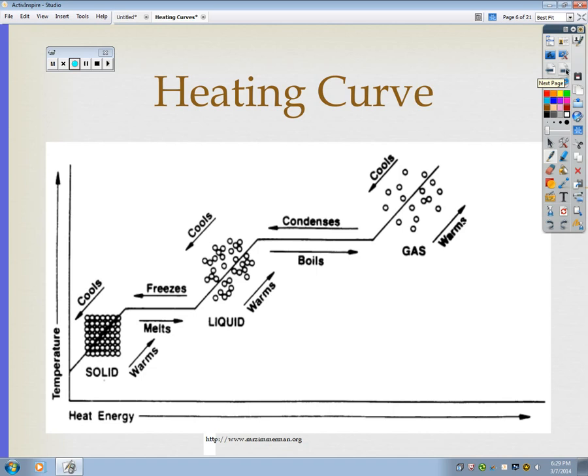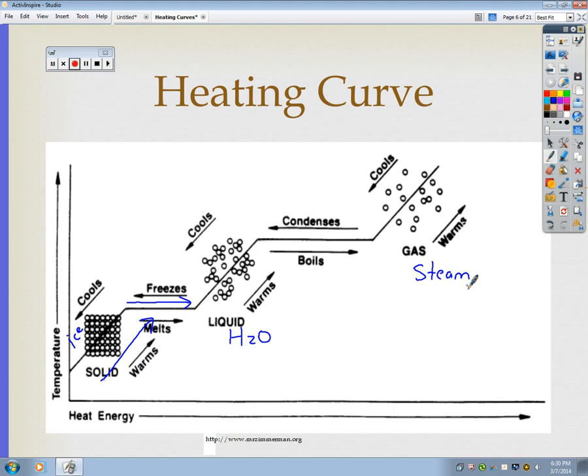So let's look at a heating curve. You have a solid, a liquid, and a gas, and there's an organization. You can see the freezing, melting. This is a curve that shows what happens when I take a solid and warm it up. It's going to melt and form a liquid. Think of water. This is ice. This is liquid water. We call it water, right? And this is steam.